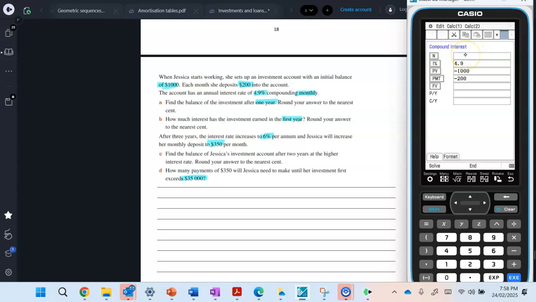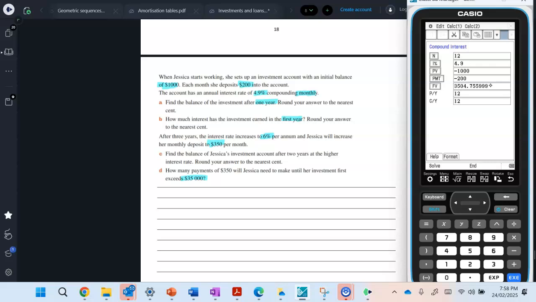After 1 year, so she's just doing it monthly, so it's going to be 12. And this is going to be 12. And this is going to be 12. And just to make sure, the only thing we've got blank is our future value. All right, so that's our balance after 1 year. So just over $3,500.